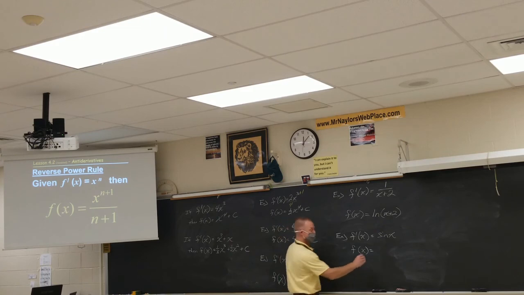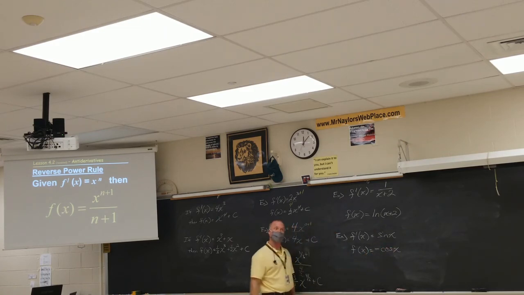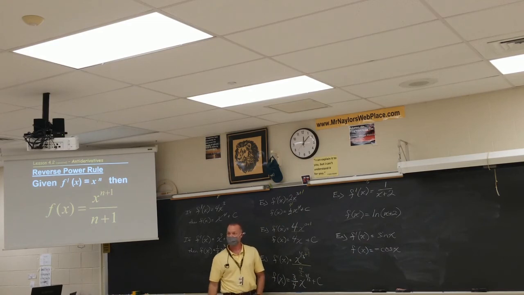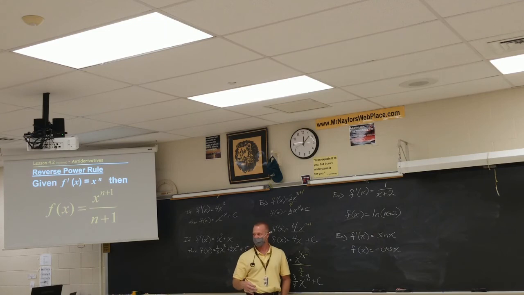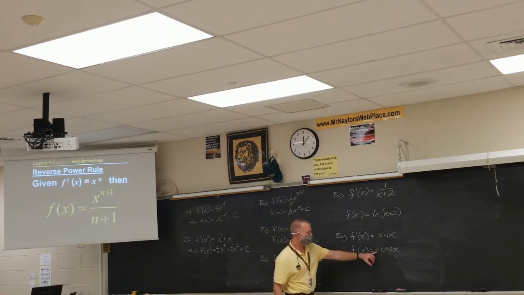Negative. Good. How are we doing with the negative? You should be saying to yourself that the derivative of cosine is negative sine. So I kind of need to get that negative into my antiderivative so I get positive sine.